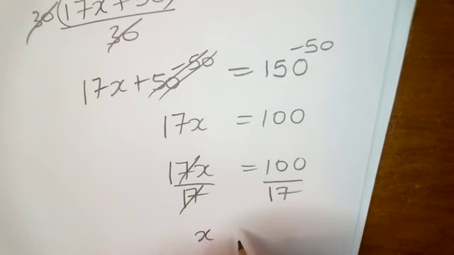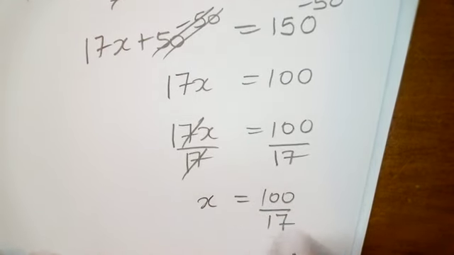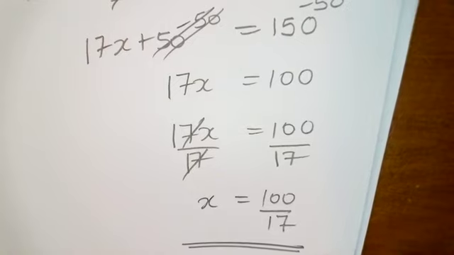Okay, so I'm left with x is equal to 100 over 17, and that's our solution. And I would actually express it as the improper fraction that it is.